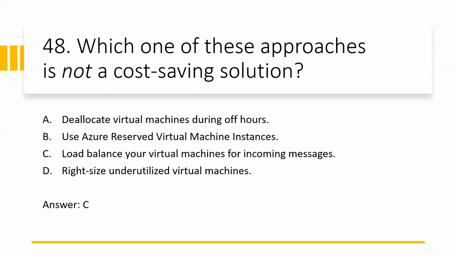Option C, load balance your virtual machines for incoming messages. Option C is not a cost-saving solution. It's an Azure resource. A load balancer helps to distribute the traffic based on demand. So option C is the right answer. Let's take option D, right-size underutilized virtual machines. This is also a cost-saving solution. So option C is the right answer. Option C is not a cost-saving solution.